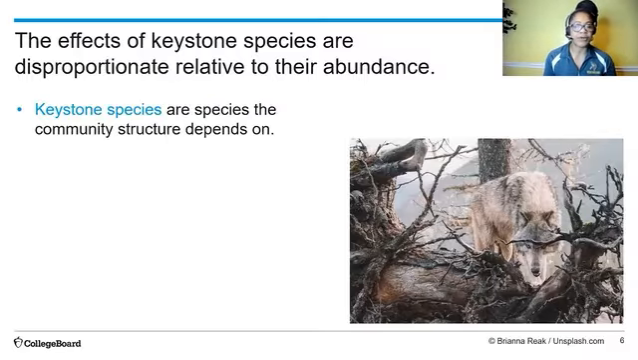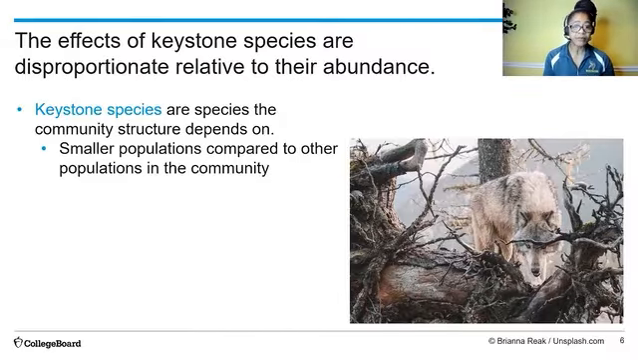One of the things that's important to understand about a keystone species is that their effect or impact or importance in an environment is disproportionate relative to their abundance. So let's first take a look at what we mean by keystone species. We are talking about a species that the entire community structure depends upon. These species tend to have smaller populations compared to other populations in the community. That's what we mean by disproportionate to their relative abundance.